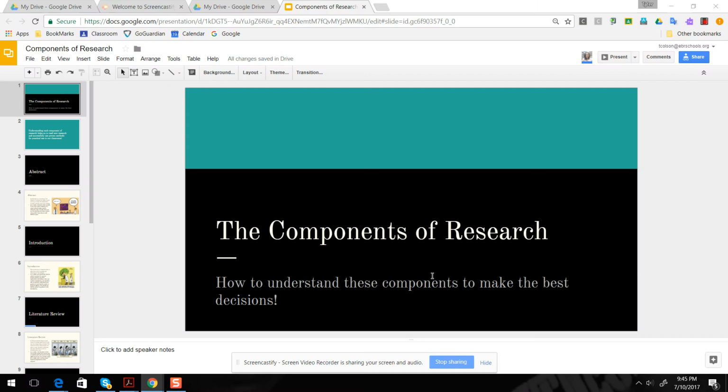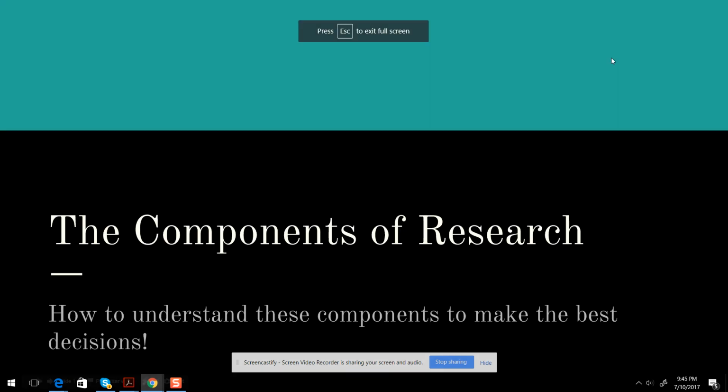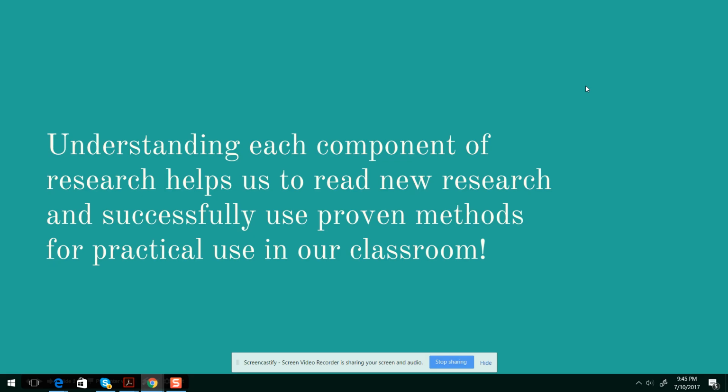Hi, y'all. Today we're going to talk about the components of research and basically how to make the best decisions when we are looking at research. The reason looking at components of research and understanding them is important is because it helps us to read complex research articles and reports and successfully use proven methods for practical use.